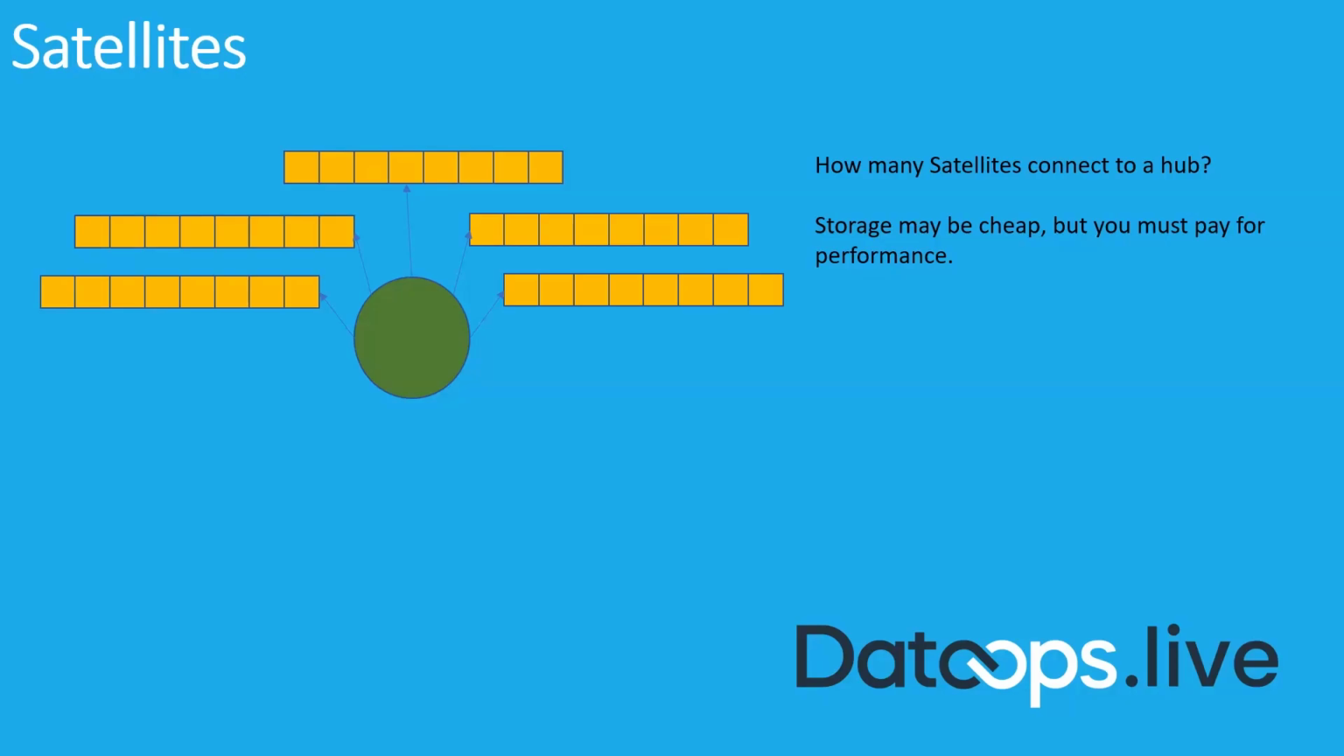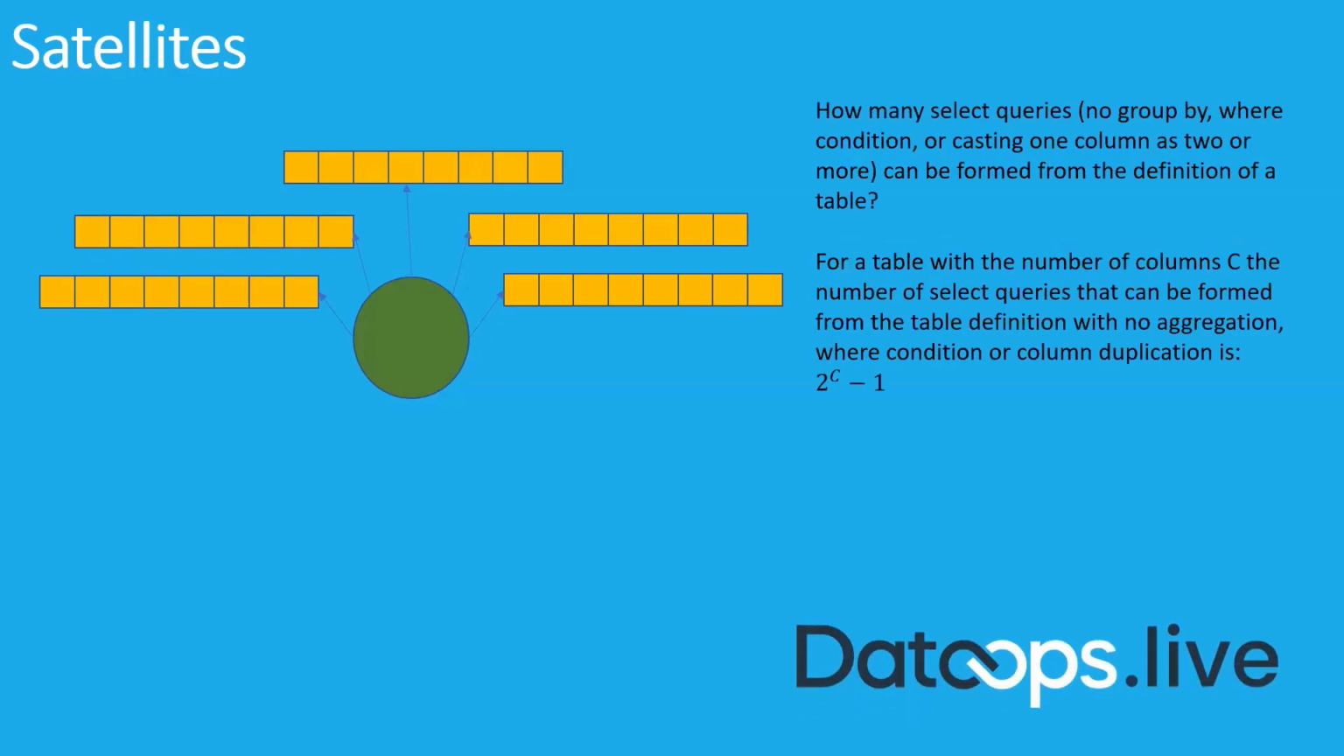So let's look at how many satellites we need to connect to a hub. One of the mechanisms that I came up with for playing with this at first is this little calculation. How many select queries, no group by, no where condition, you're not casting one column as two or more, any of those other things, can be formed just from the definition of a table? So for a table with a number of columns C, the number of select queries that can be formed from the table definition with no aggregation or conditions is 2 to the C minus 1.